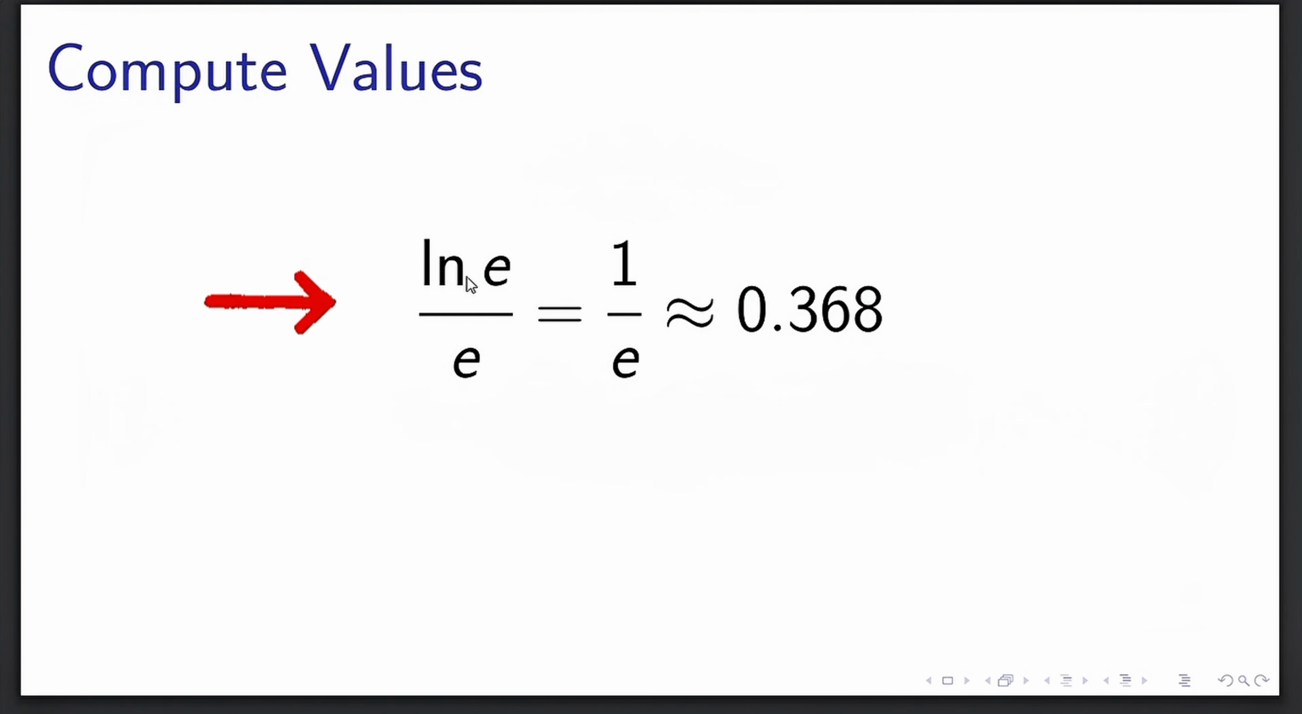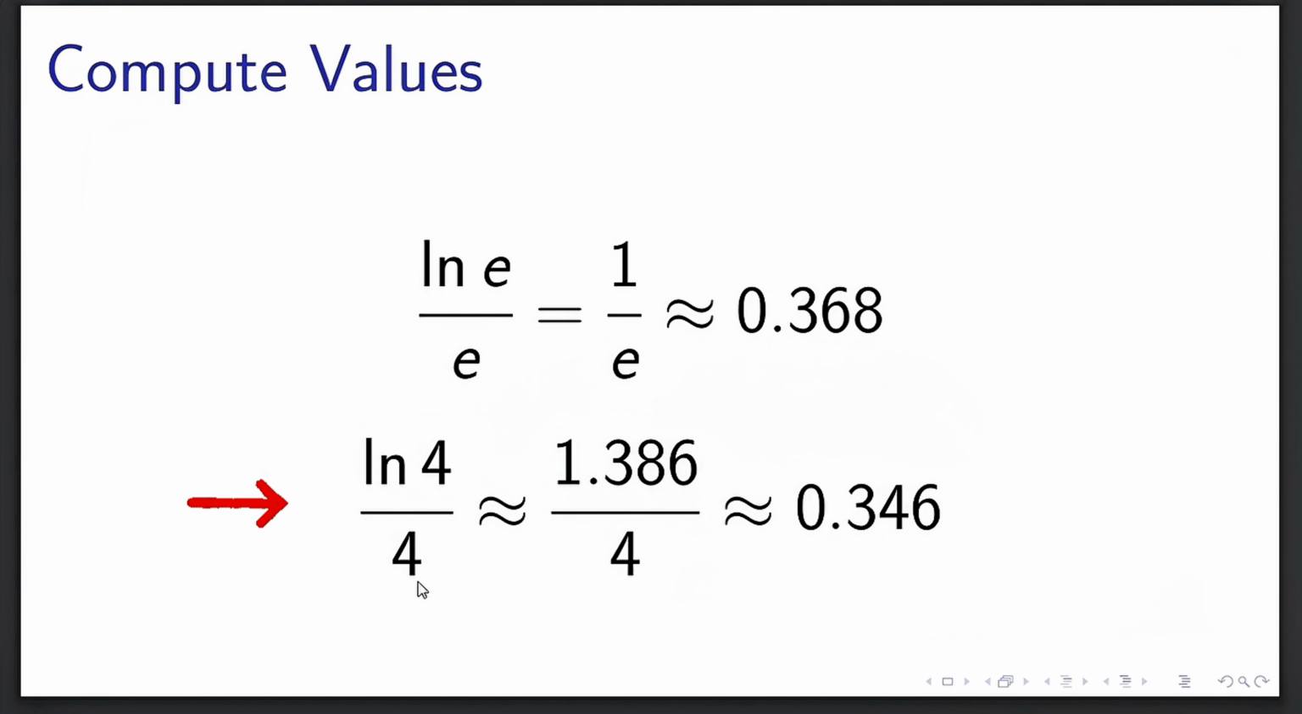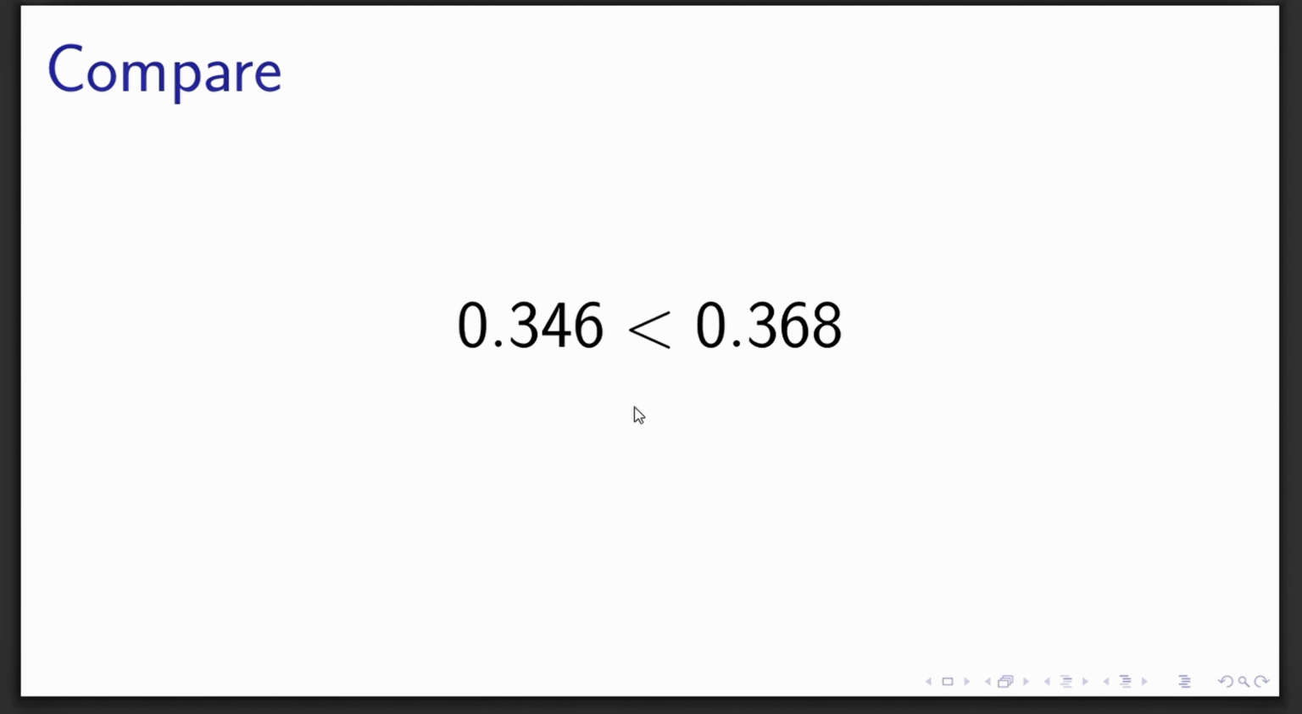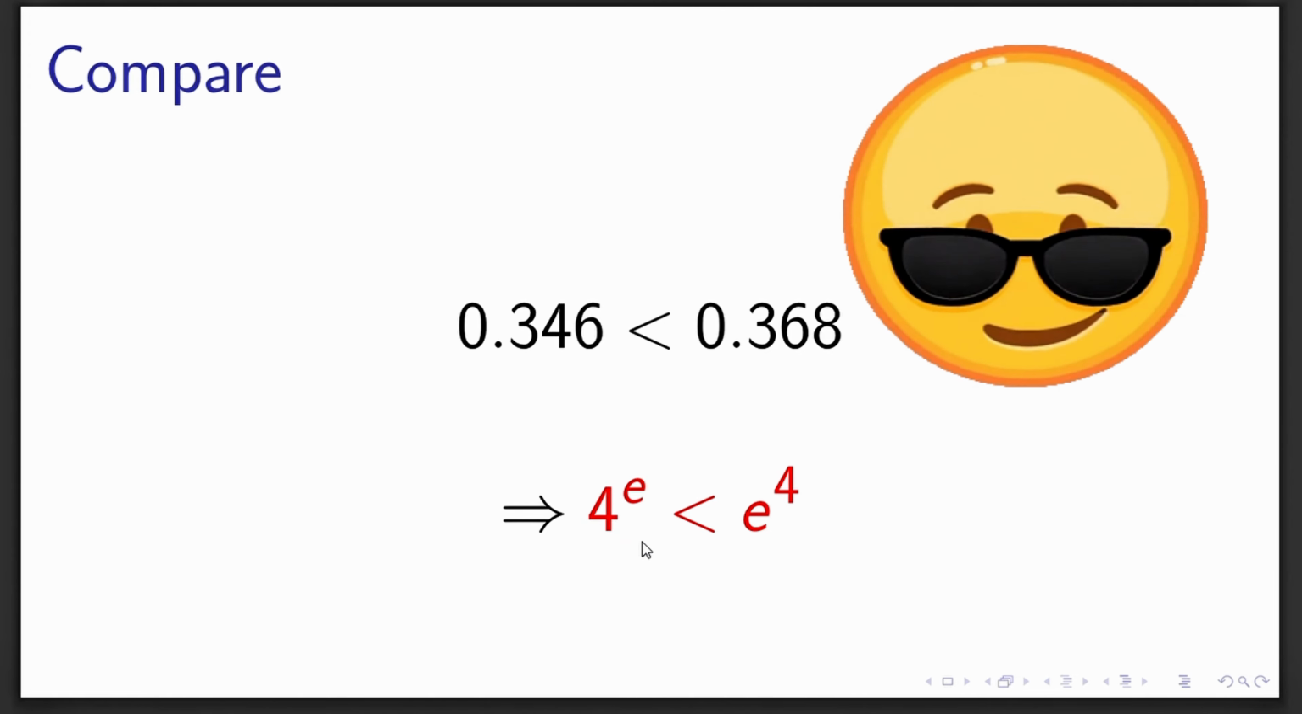We know that ln of e over e is equal to 1 over e. The reason is the value of ln of e is 1. When I divide these two, I will get 0.368. Similarly, we have ln of 4 over 4. The value of ln of 4 is 1.386, and the 4 will remain the same. When I divide these two, I will get 0.346. We can see that 0.368 is greater than 0.346. So this means we have e power 4 is greater than 4 power e.